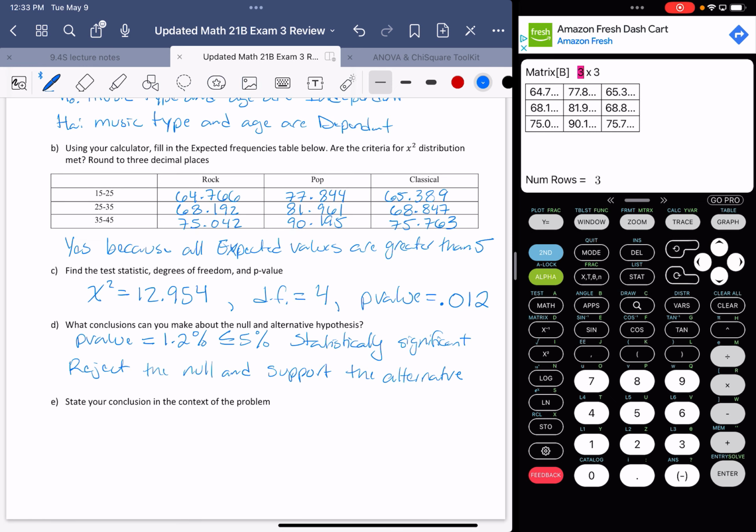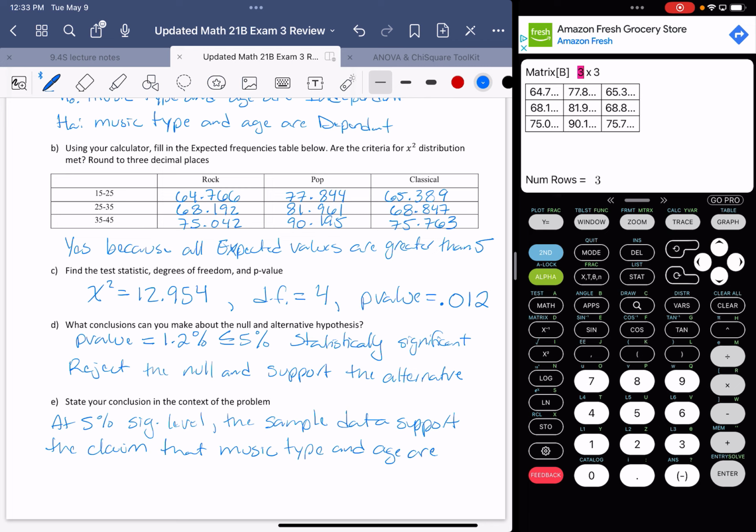Part E, state your conclusion in the context of the problem. So this is our overall conclusion now. So at the 5% significance level, the sample data support the claim, being your alternative hypothesis, support the claim that music type or music preference and age are dependent, because that's what we said in our alternative hypothesis. We said that those two variables are dependent.